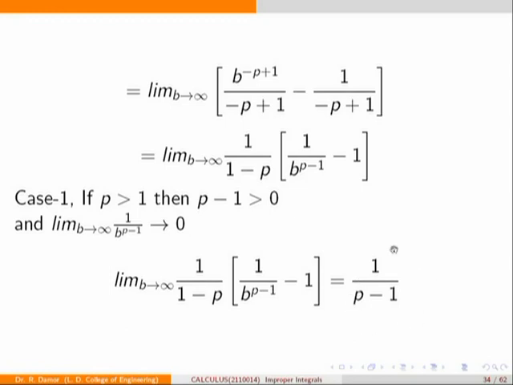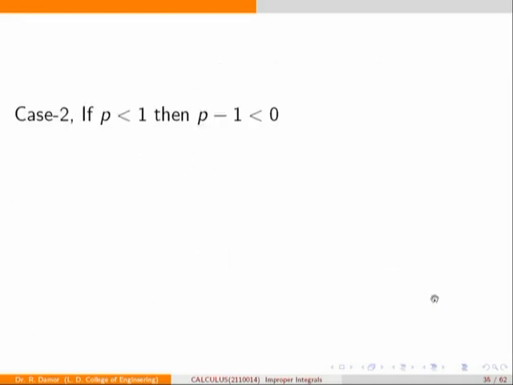So this integral from 1 to infinity of 1 upon x raised to p equals some fixed limit, which is finite. Now the second case: suppose I take p less than 1. What does this mean? If p is less than 1, then p minus 1 is a negative power.